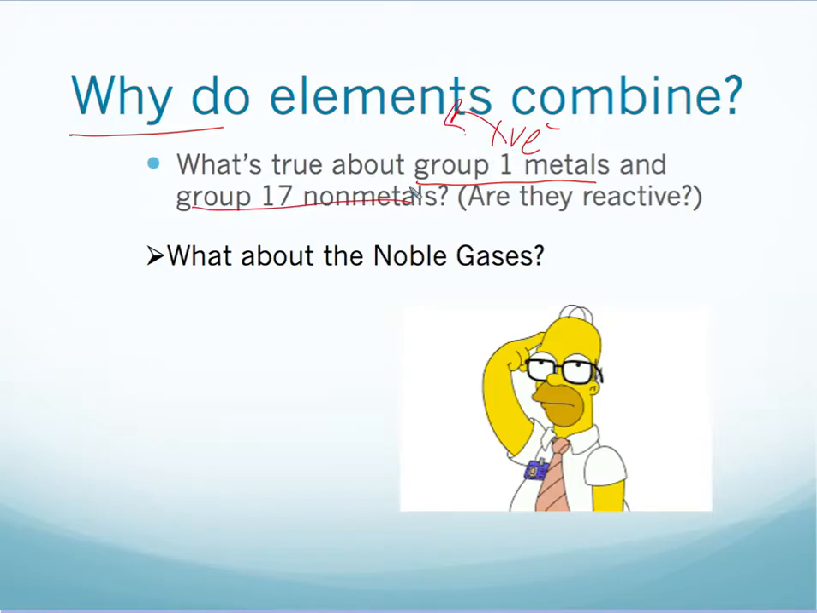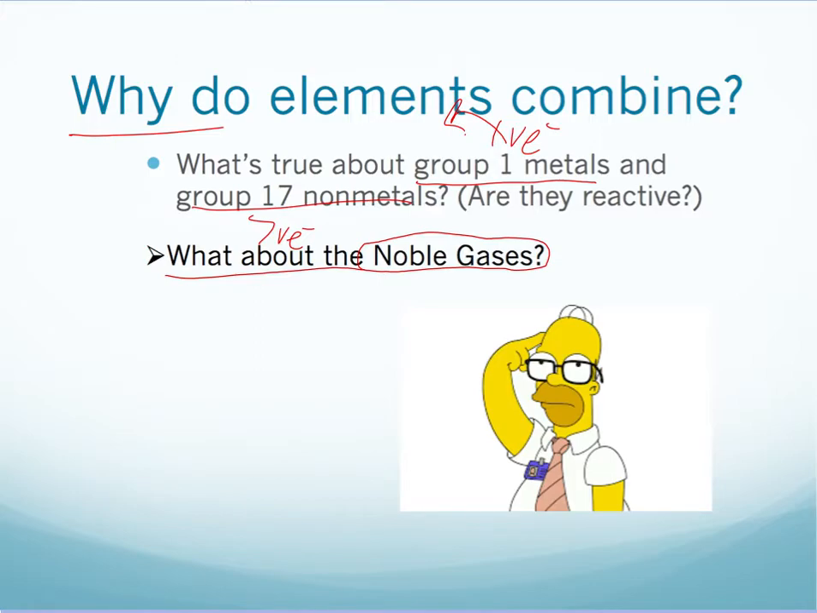Group 17 nonmetals have 7 valence electrons. They want to have 8. And so they're going to want to gain 1. Yes, they're very reactive. We talked a little bit about noble gases. Do these guys react? The answer is no, they don't. They're kind of like those snobs that stick their noses in the air and think they're too good for everybody else. They want to be left alone.